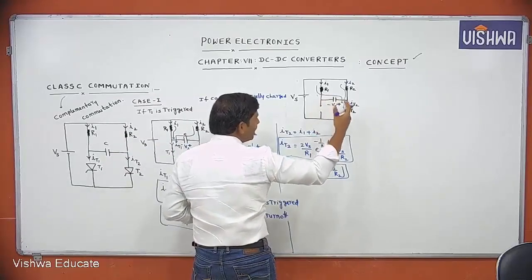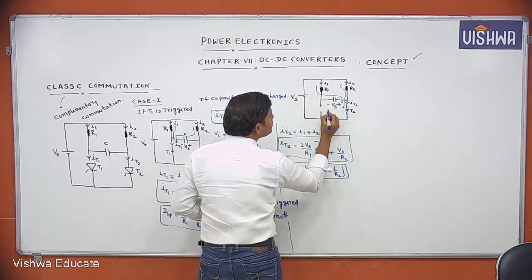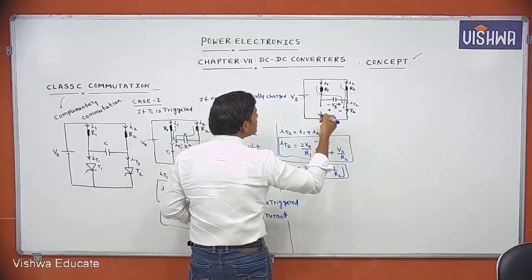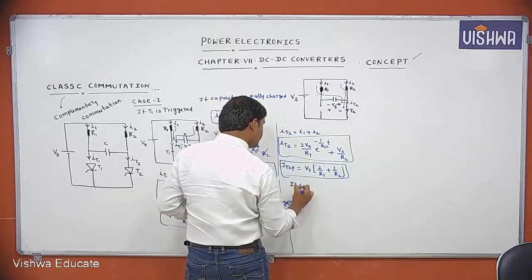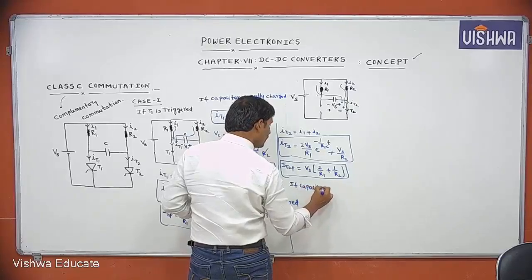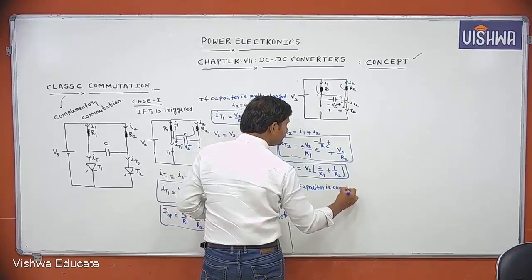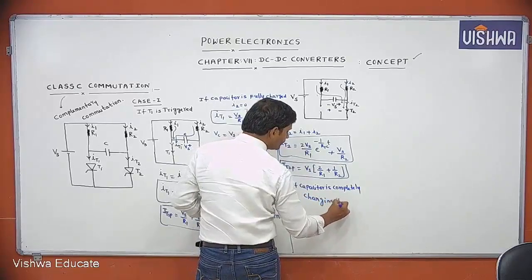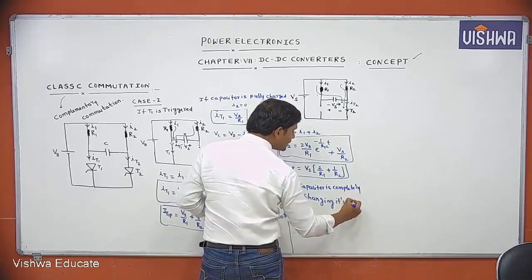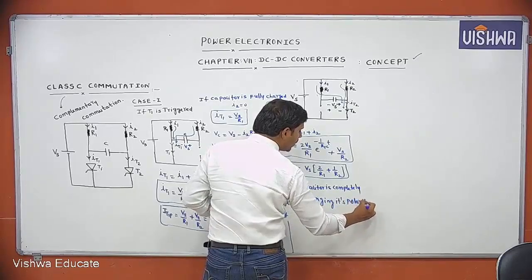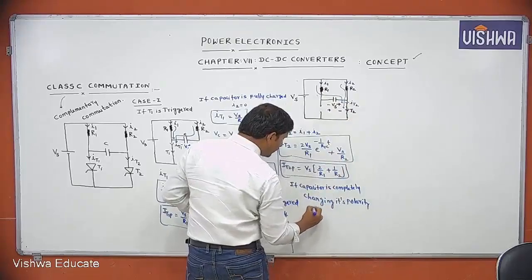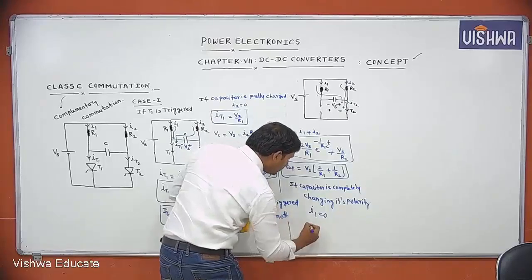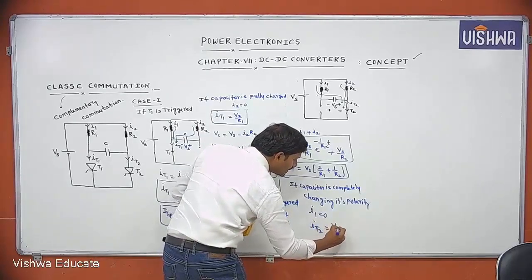After completing this interval, the polarity changes, and the capacitor completely changes its polarity. When the capacitor has completely changed its polarity, the current I1 through the capacitor becomes 0. Then the only current is I2, so IT2 is equal to Vs by R2.